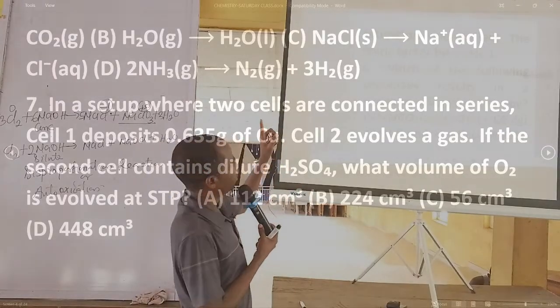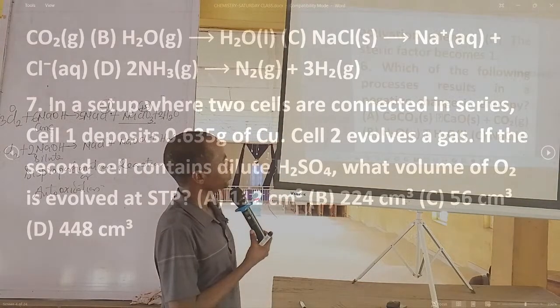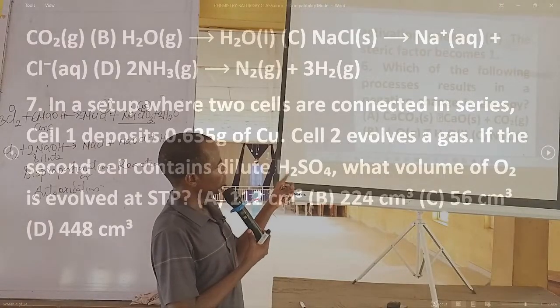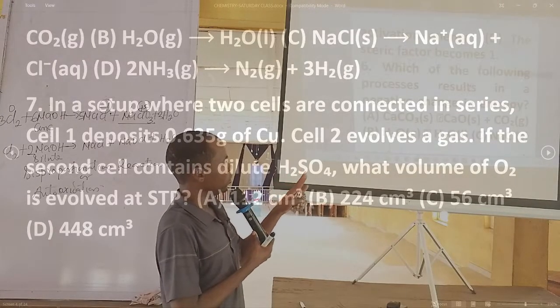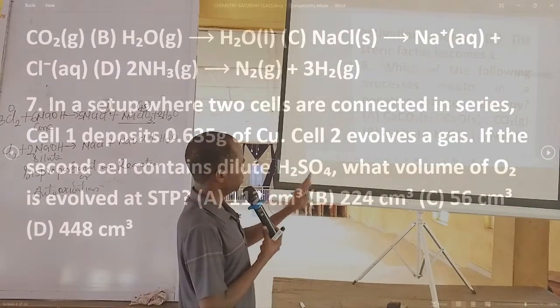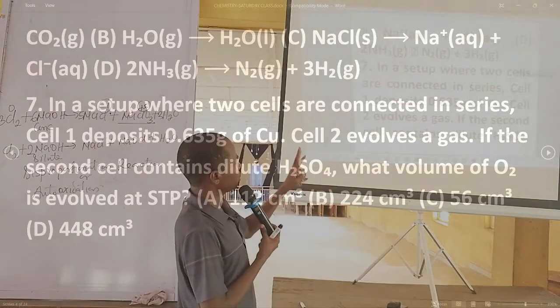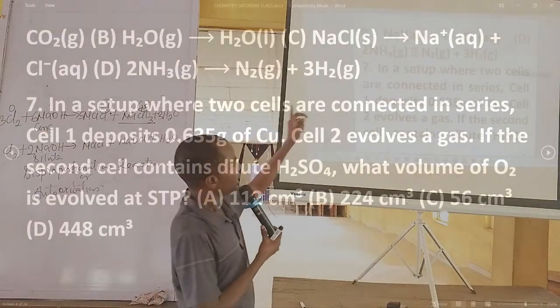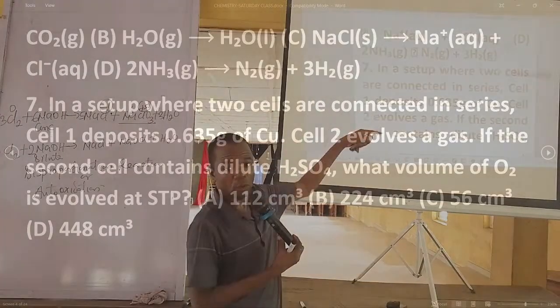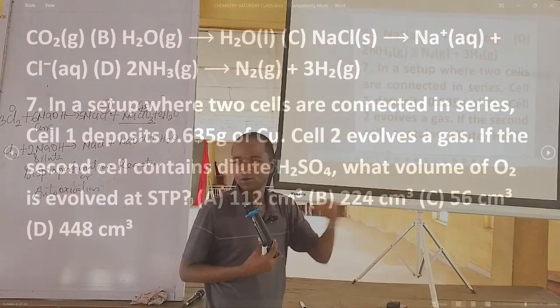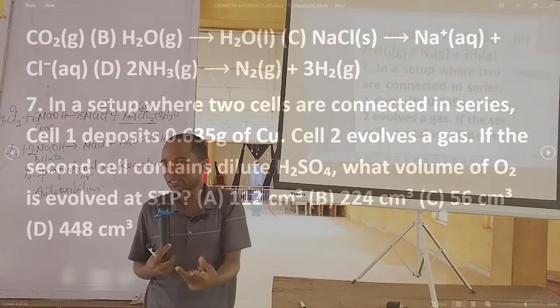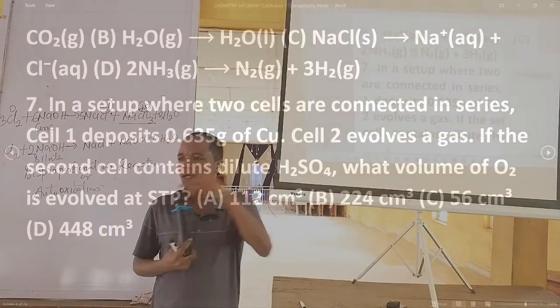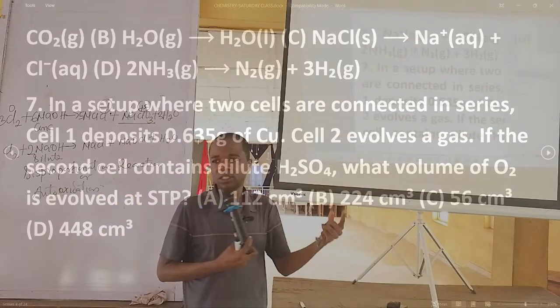If you take a look at option C, you have a solid on the left hand side, and then you have aqueous and aqueous. What's aqueous? That's in liquid form. So it's like something that is melting, because melting changes from solid to liquid. That's also positive entropy.